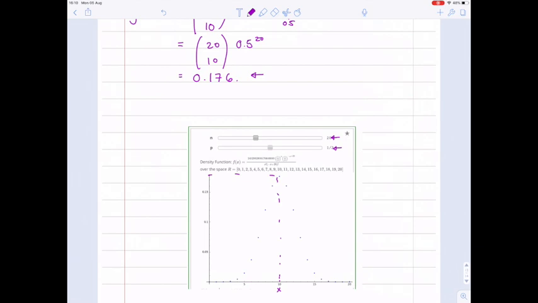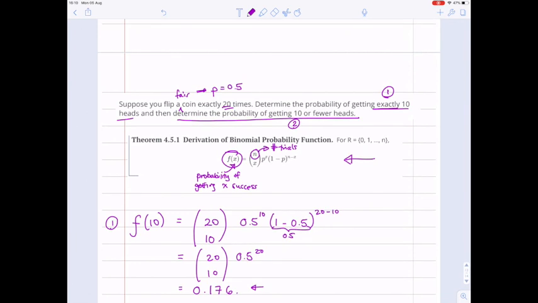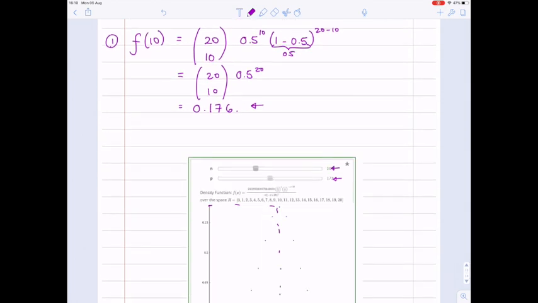So now we need to answer the next question, which is, what is the probability of getting 10 or fewer heads? Well, we want the probability that our random variable, i.e. the number of heads that we get, is less than or equal to 10. So obviously, it's going to be bigger than the probability of getting exactly 10.